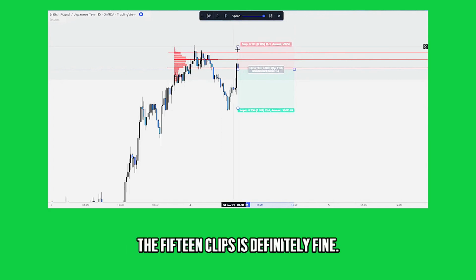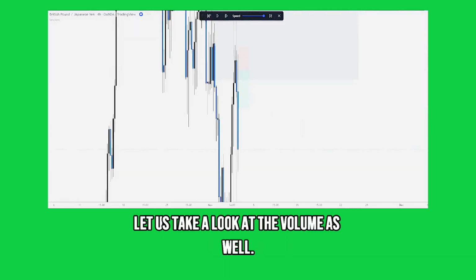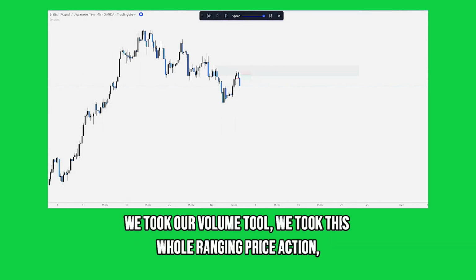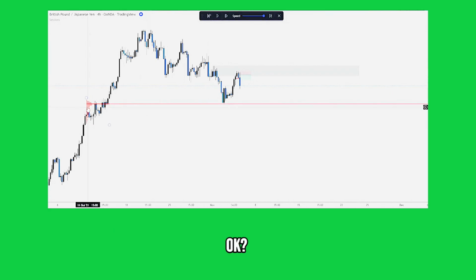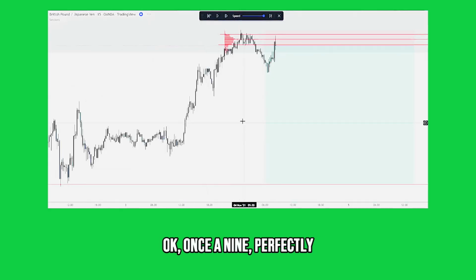Okay, 15 pips is definitely fine. And then obviously our target. Let us take a look at the volume as well. What can we do? We can target this low. We could target all of these lows. What we did? We took our volume tool. We took this whole ranging price action. And we took a look where the volume lies, which would be this area right here. Okay, this would be the volume range. Where do we put our target? We put our target exactly at this volume range. What is our risk to reward? Okay, 1 to 9. Perfect.